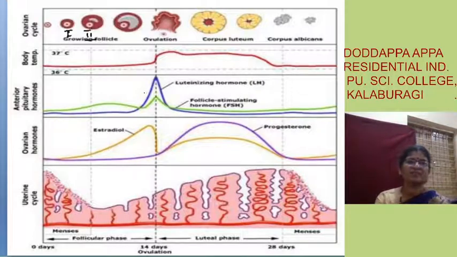Here temperature is given, and then the anterior pituitary level is given. Up to the ovulation, you'll see the estrogen level. Estrogen level is given, and the FSH level will be there. This green one is the FSH level. Fine. So during ovulation, the LH level will increase, and this is called LH surge, LH peak.